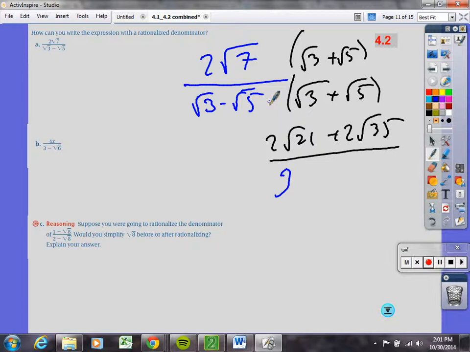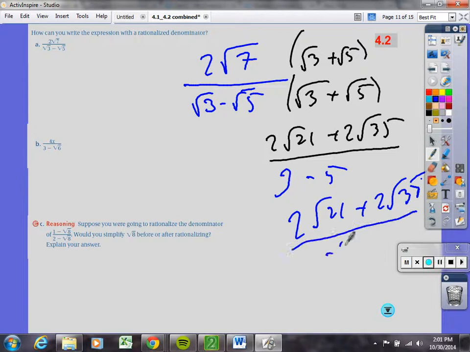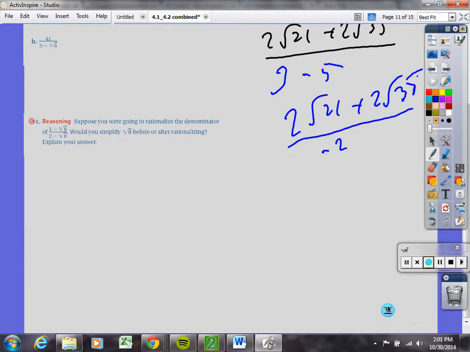Okay, and then notice negative root 5 times root 5 is minus 5. So then I'm at 2 root 21 plus 2 root 35 over negative 2. Is that my answer? No. These guys all have what in common? 2. So that becomes negative root 21 minus root 35, because I divided 2 by negative 2.